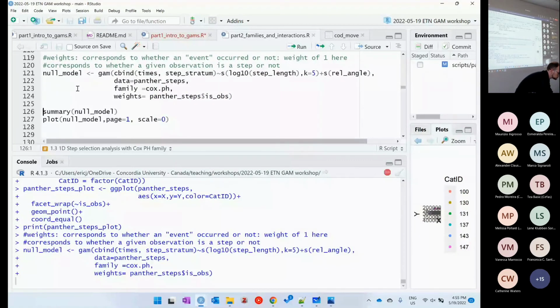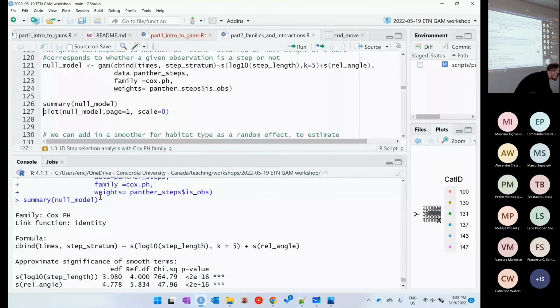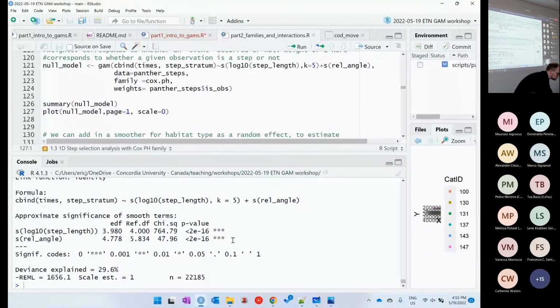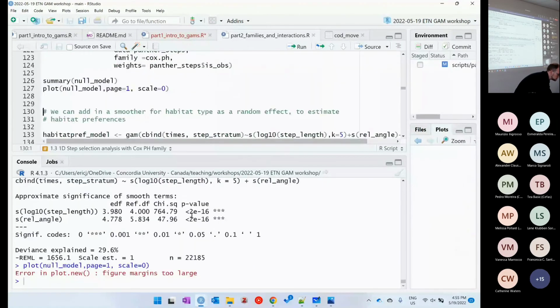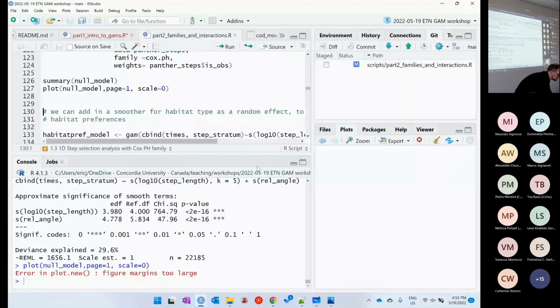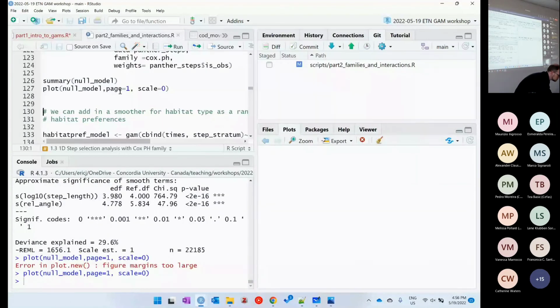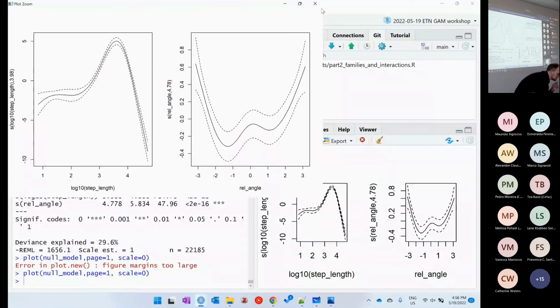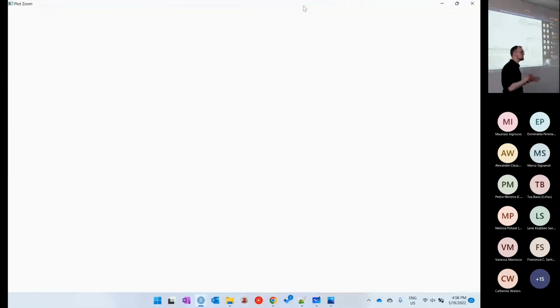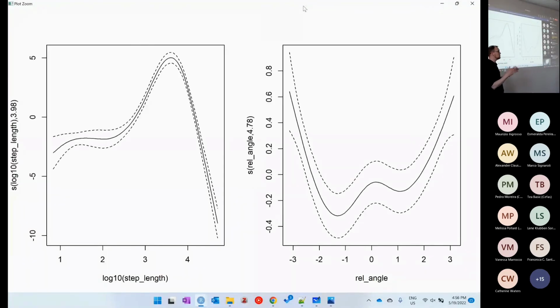Given this is roughly 20,000 observations, and the Cox model is pretty complicated, this fits actually relatively quickly. It should be done in a couple of seconds. While it's doing that, we can do a quick summary of it, and we can see that both these terms are significant. Them being significant doesn't tell us that much, but when we look at the plot of these terms, what we get are nonlinear but interpretable functions that tell us the preference for these cats for different types of movement.